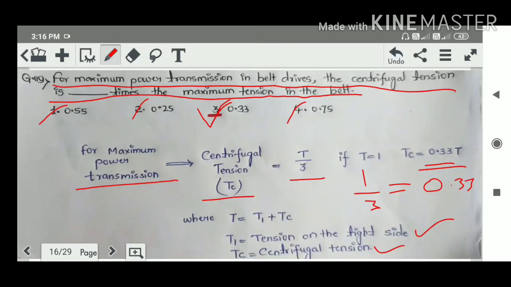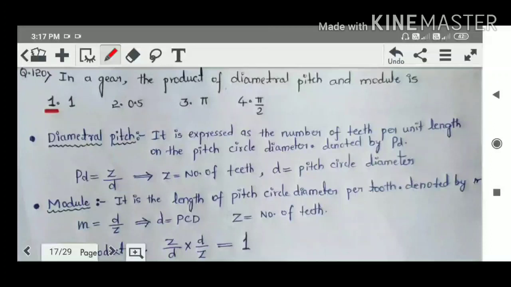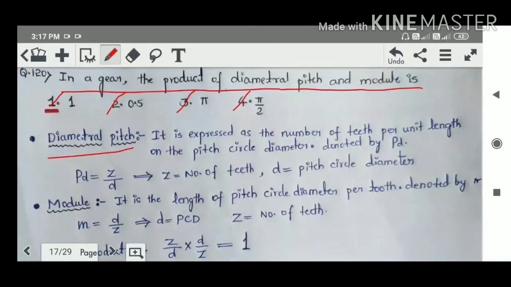Okay friends, let's move on to question number 120. In a gear, the product of diametral pitch and module is, and the options are 1, 0.5, pi by 2. Okay friends, first we will see what is diametral pitch. It is expressed as the number of teeth per unit length of pitch circle diameter, and it is denoted by P suffix D. Okay, then the formula for diametral pitch is Z by D, where Z is equal to number of teeth and D is equal to pitch circle diameter.